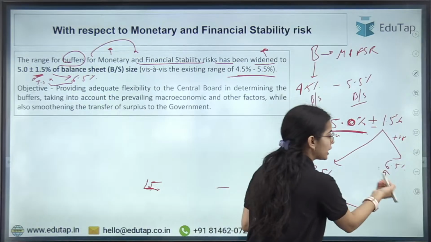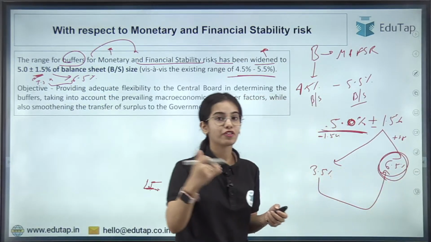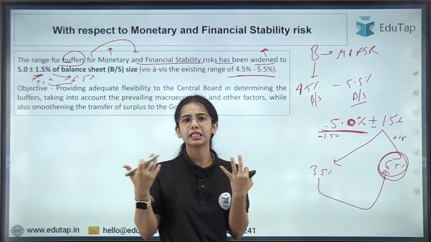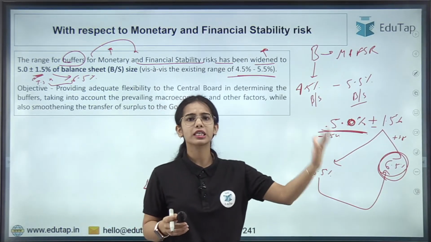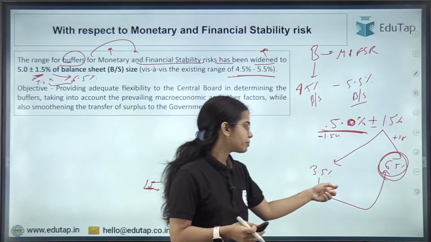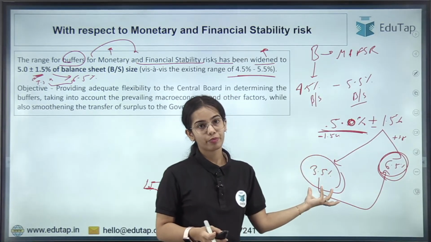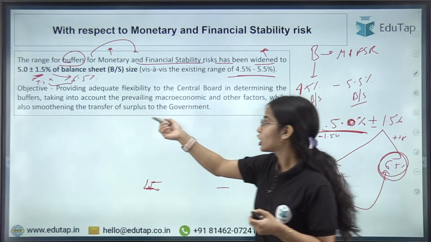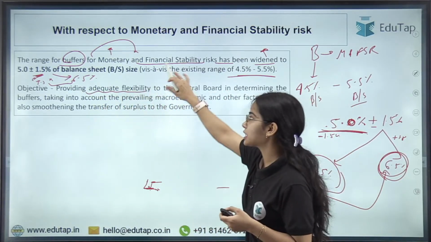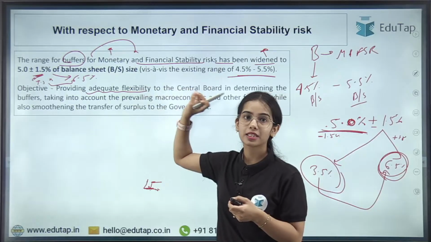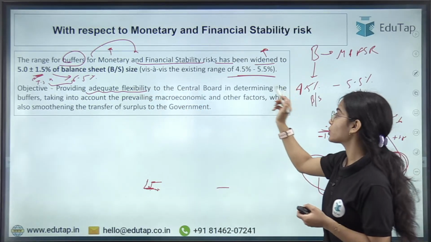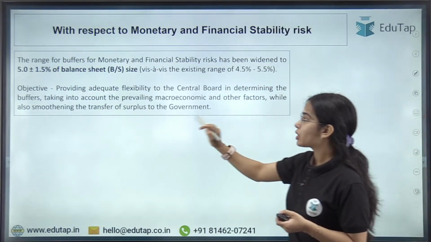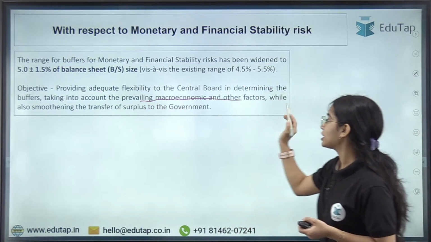RBI can maintain the highest buffers at 6.5% of the balance sheet, or if the RBI does not want to keep the buffers and thinks that the future conditions are quite stable, RBI can maintain lower buffers also. So this is providing adequate flexibility. This change in the range is providing adequate flexibility through the central board in determining the buffers, taking into account the prevailing macroeconomic and other factors.